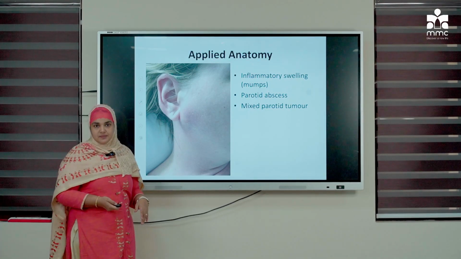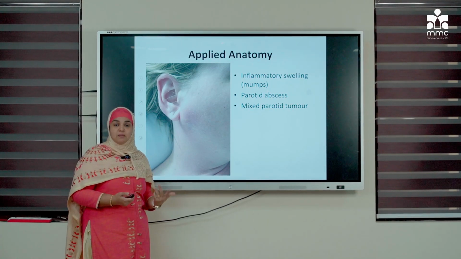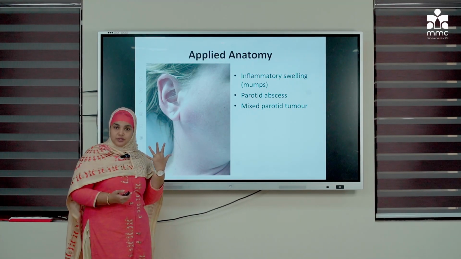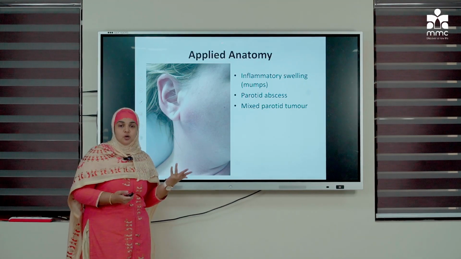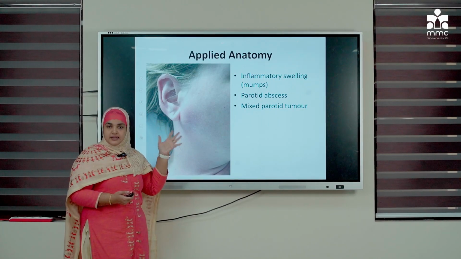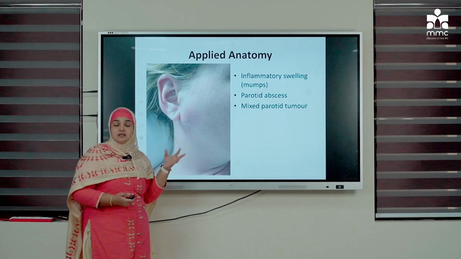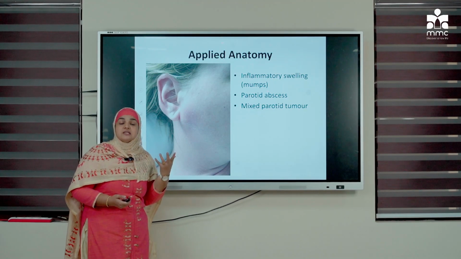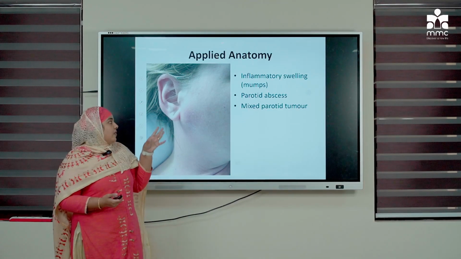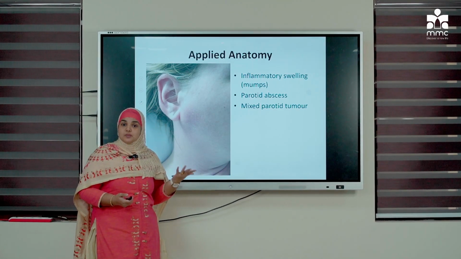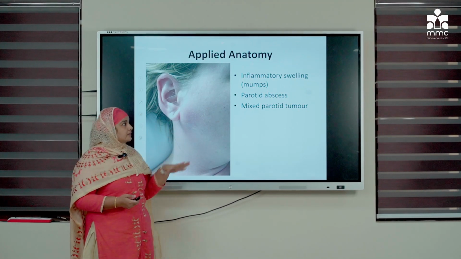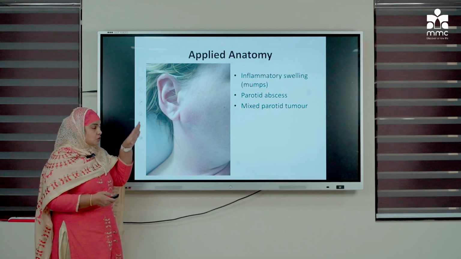Now coming to the applied anatomy, we are all familiar with mumps. What is mumps? Mumps is inflammation of the parotid gland. It is also called parotitis, which can be due to a viral infection or even a bacterial infection. Another clinical application is an infection of the parotid gland resulting in a parotid abscess, and we know an abscess anywhere has to be drained. Then there are tumors. Tumors can be benign or malignant, and the mixed parotid tumor is very common. So these are the common applied anatomies related to what we have done now.